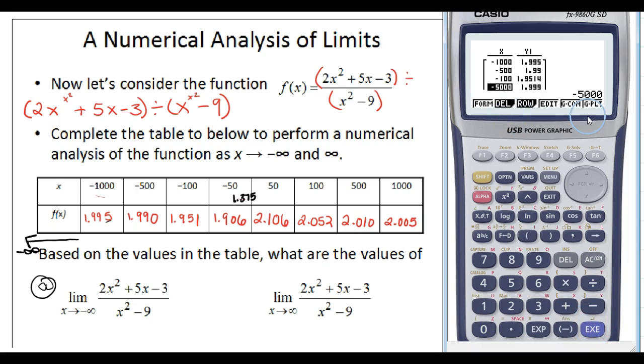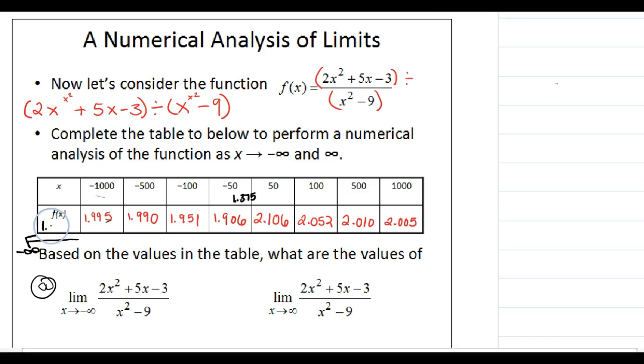And I would get 1.999. And what I'm looking for is what y value, that's my f of x here, what y value am I trending toward? What am I getting close to as my x value is approaching negative infinity? And I can conclude that I'm getting closer and closer and closer to 2.